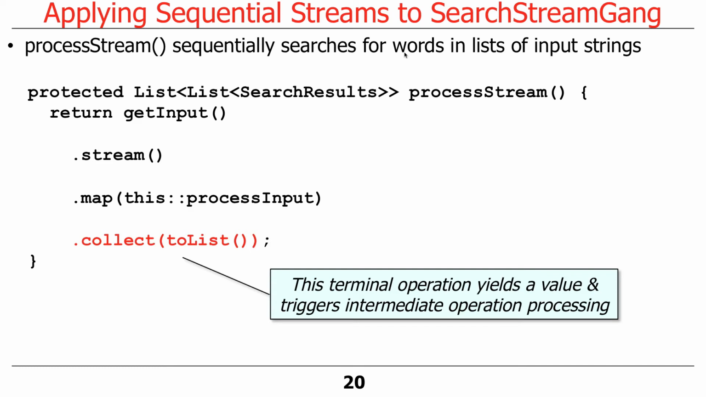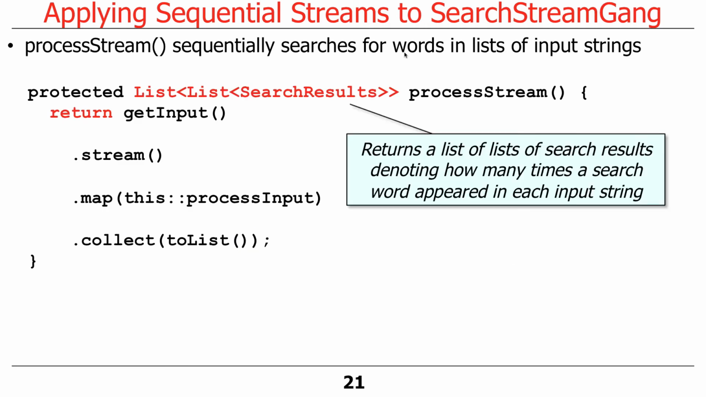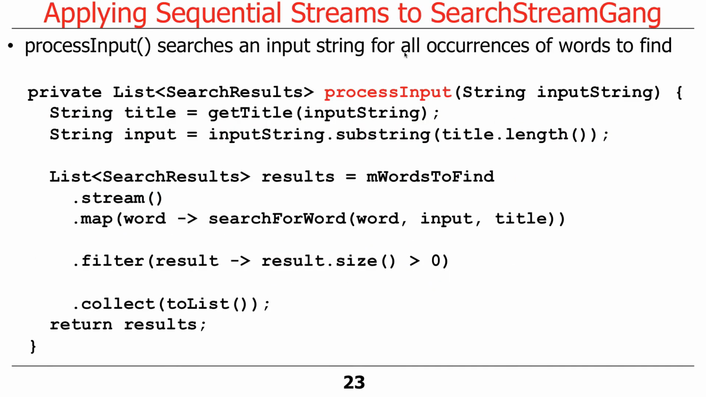OK. So the key thing to note about this is how declarative it is. It doesn't say how any of this works. It just says, here's what I want you to do. Convert a list of input strings into a stream, map each element by calling process input, and collect the results and return a list. All right, so let's take a look now at process input.